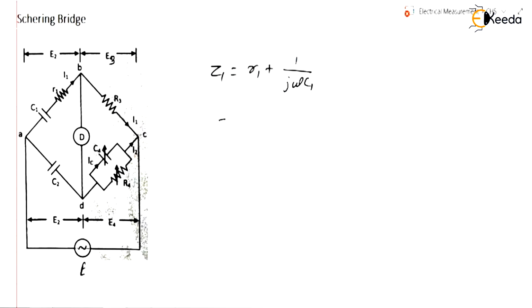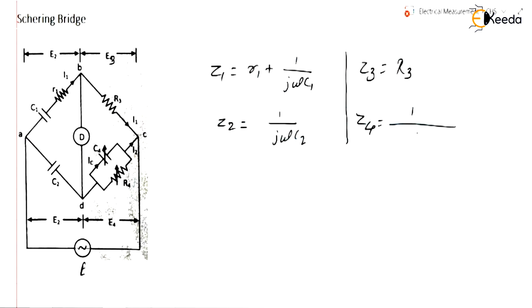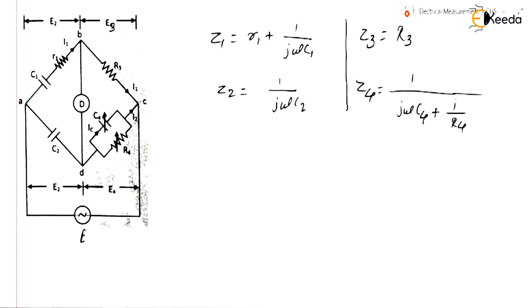Next, what is Z2? Z2 is equal to 1 upon j omega C2. What about Z3, Z4? Z3 is equal to R3 only, and Z4 is nothing but the equivalent impedance of the parallel combination of C4 and R4. So it is 1 upon Z4 equals j omega C4 plus 1 upon R4. 1 by impedance is nothing but admittance, and the inverse of the admittance is again impedance.